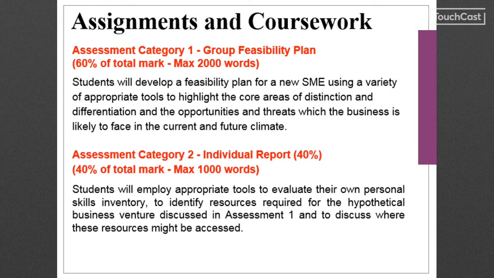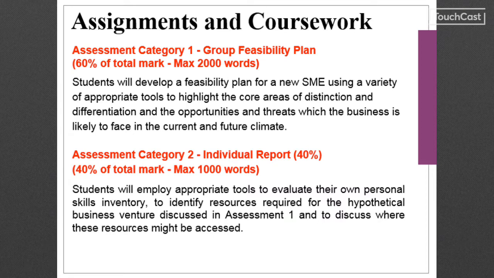Assessment 1 is a group feasibility plan worth 60% of the total mark, and this should be a maximum of 2,000 words. And here, students will be expected to develop a credible feasibility plan for a new business using a variety of appropriate tools to highlight the core areas of distinction and differentiation and the opportunities and threats which the business is likely to face in the current and future climate.